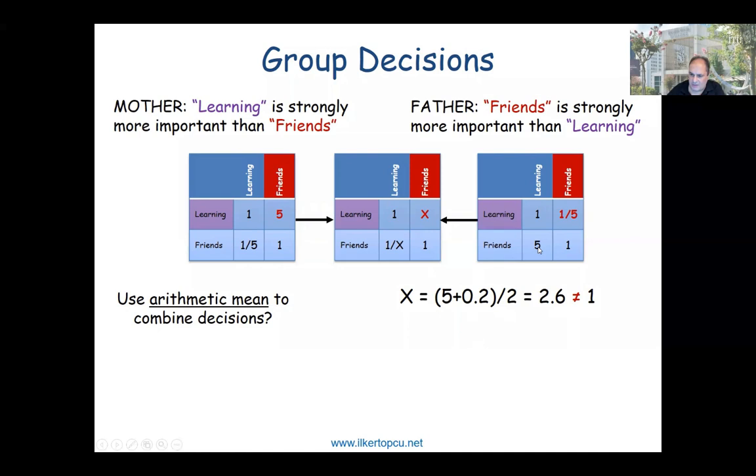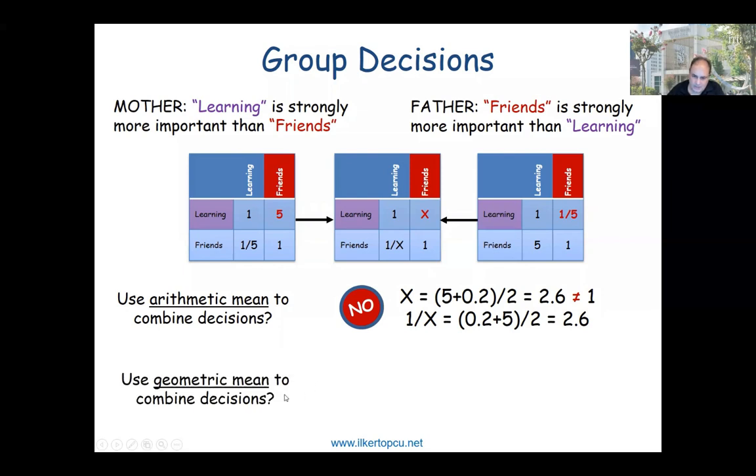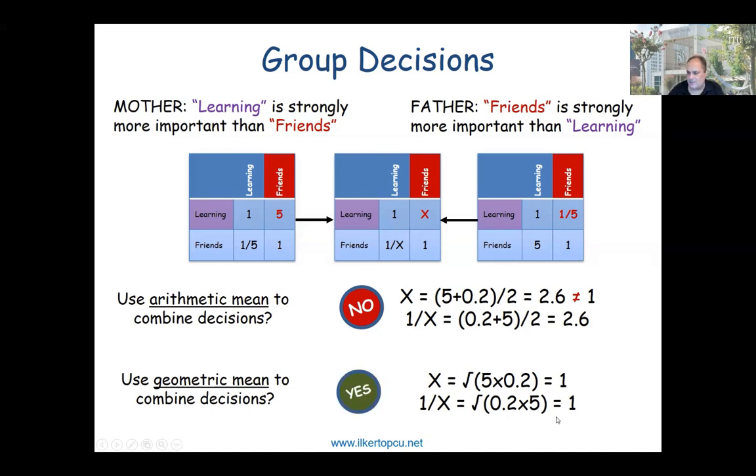And here we have another 5 and 1/5. Its arithmetic average is the same, 2.6. This 2.6 is not 1/2.6. That's why I say no to the arithmetic mean. If you use the geometric mean, on the other hand, 5 times 0.2, or 5 times 1/5, makes 1. The square root of 1 is 1. And similarly, 0.2 times 5, the square root is also 1. So the geometric mean is better. This is just a very simple example of why we use the geometric mean instead of the arithmetic mean.